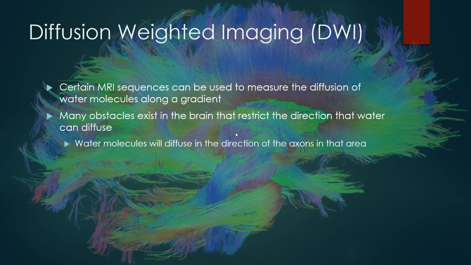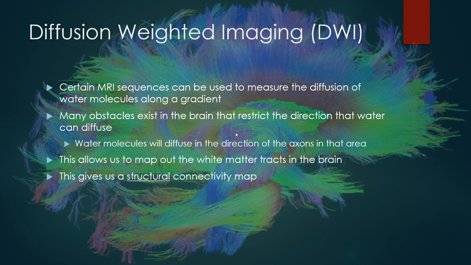So blue tracks are going up and down, and green tracks are going left and right through the corpus callosum, and then the red tracks, which are hard to see in this one, are ones that are going front to back. And so we can map out the direction that water's moving in the brain, and we can trace all of these white matter tracks. And this gives us an account of structural connectivity.